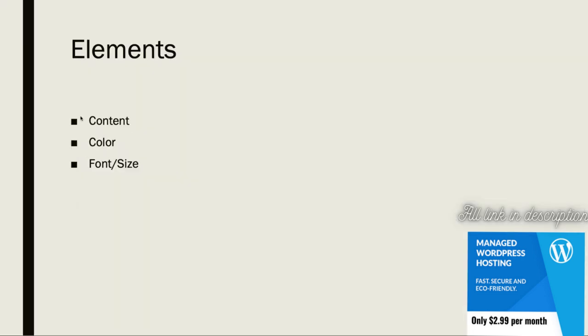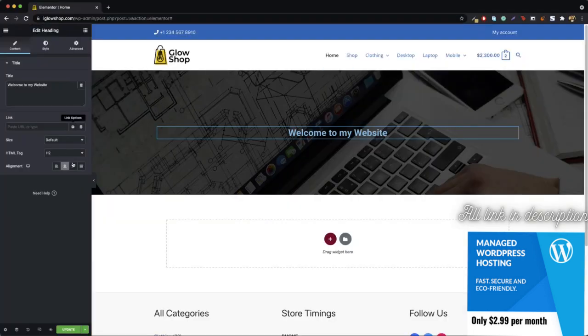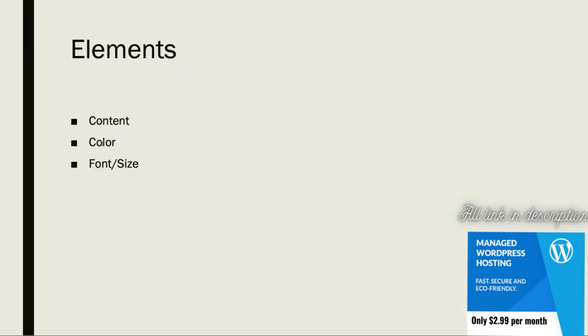Here, element styling is usually done for the content. You can align this to right, center, or left, or you can even change your content right here. You can add a link on it so that if someone clicks on this text, they will be taken to that particular web page. Similarly, you can also change the color and work with the font size.